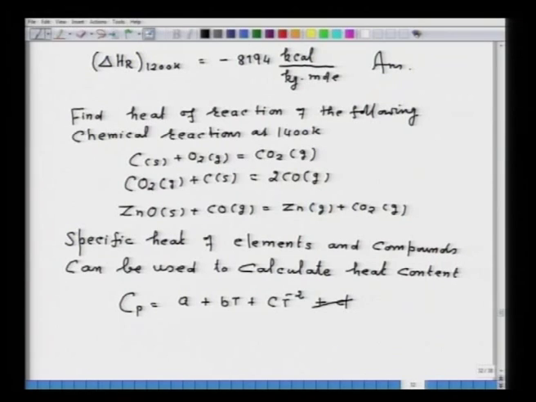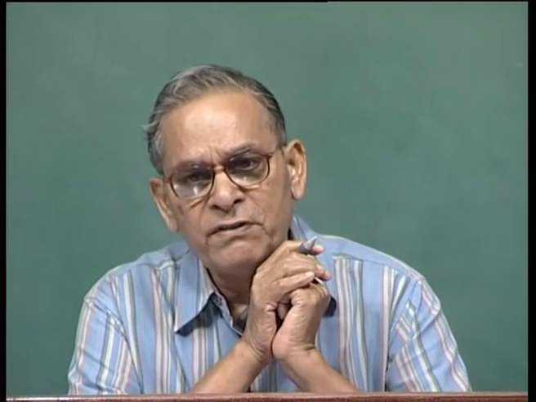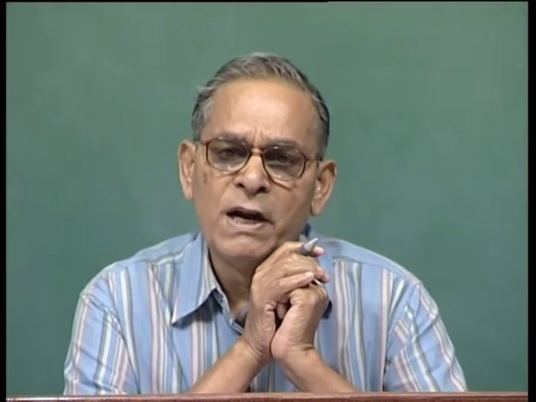A, B, C are constants, and these values of Cp are listed for most of the elements and compounds of interest in metallurgy in any thermodynamics book. From those values one can determine the heat content, and in the next lecture I will give you an example of how to calculate the heat content using the Cp values. Till then, enjoy.